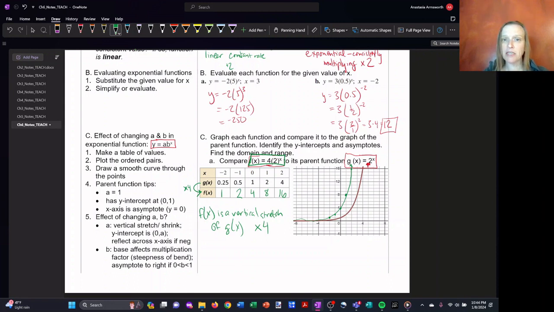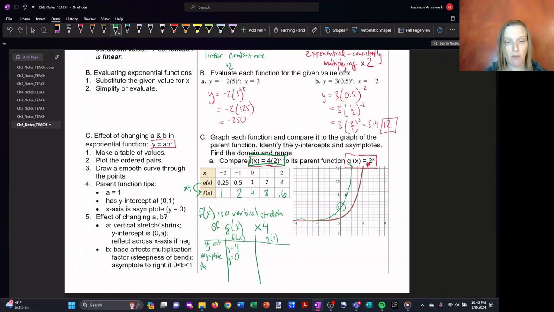Now, we're asked to list certain features of this graph, f of x. It says to identify the y-intercept. Well, my y-intercept is here, and let's go ahead and make a little comparison table of my f of x function versus the parent function, g of x. My f of x function, my green graph, has a y-intercept of 4. It has an asymptote of y equals 0.